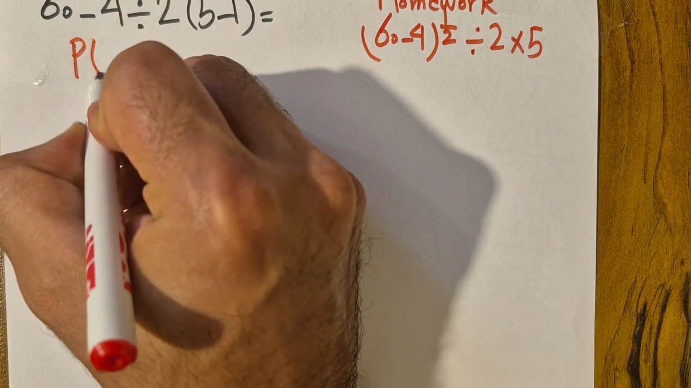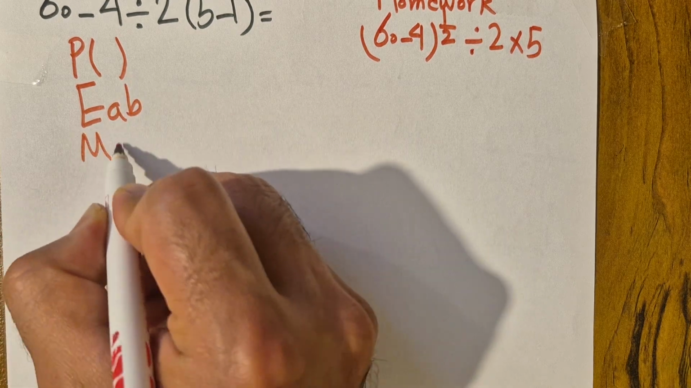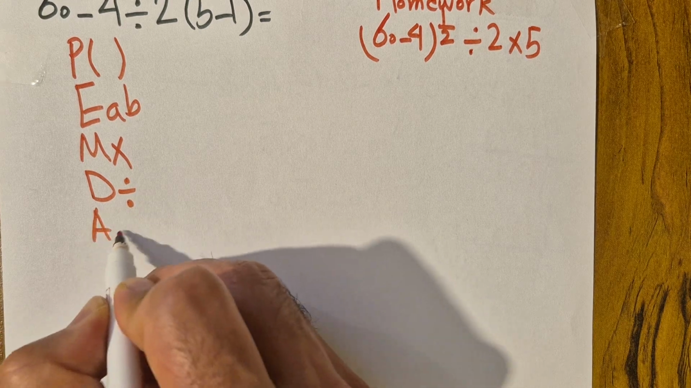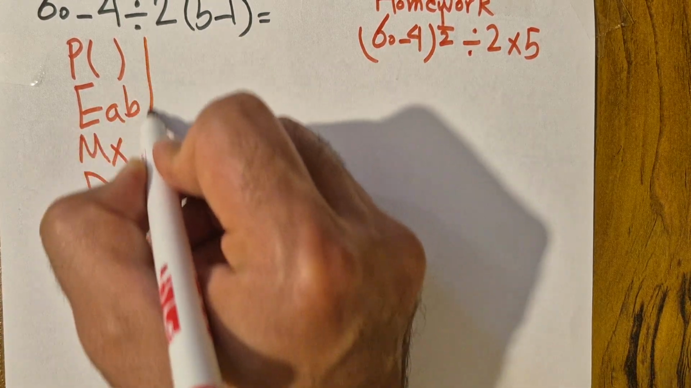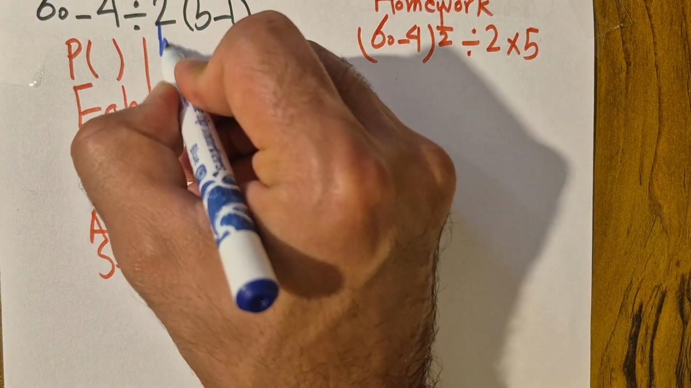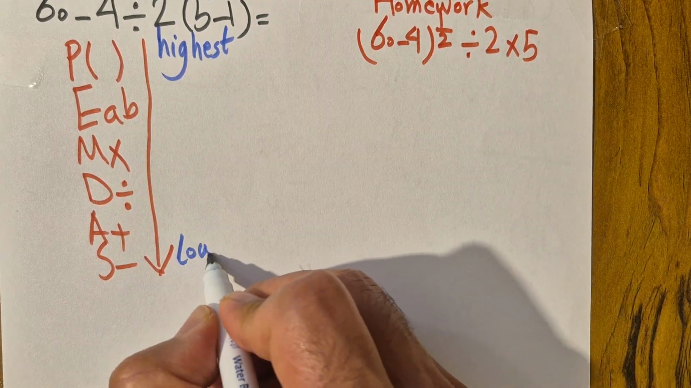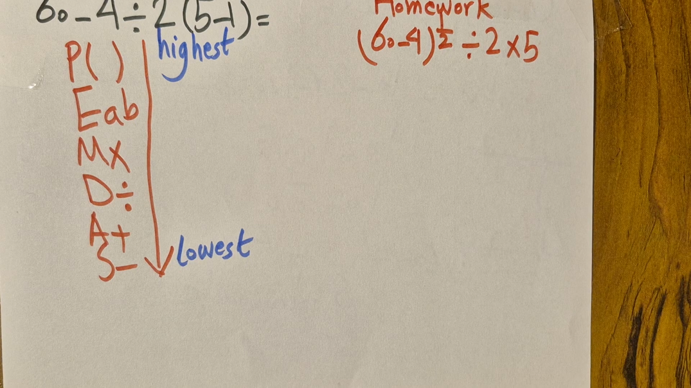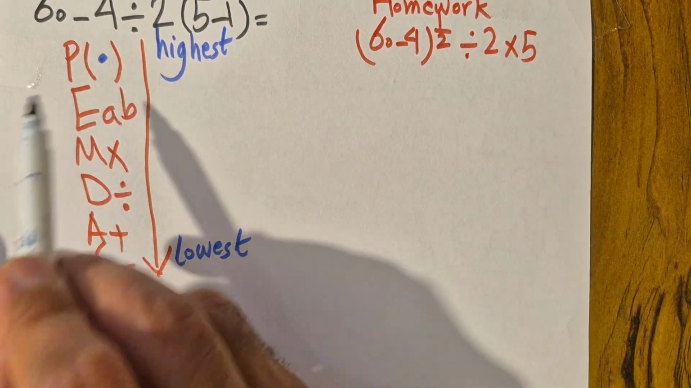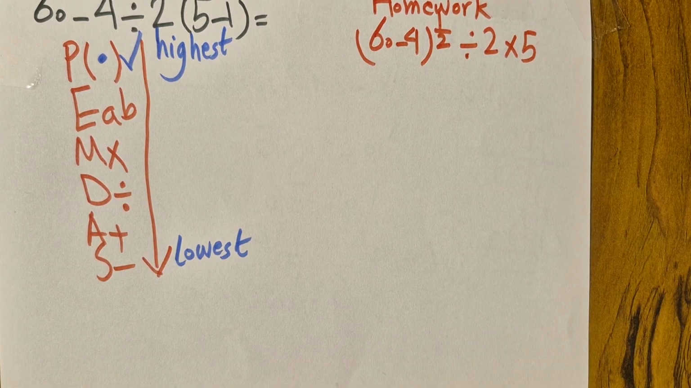P in PEMDAS stands for parentheses, E for exponents, M for multiplication, D for division, A for addition, S for subtraction. And this gives us an arrow of priority. Here we have the highest priority, and finally here we have the lowest priority. What PEMDAS tells us is that you must go for parentheses at first and do what's inside the parentheses, because parentheses have the highest priority.